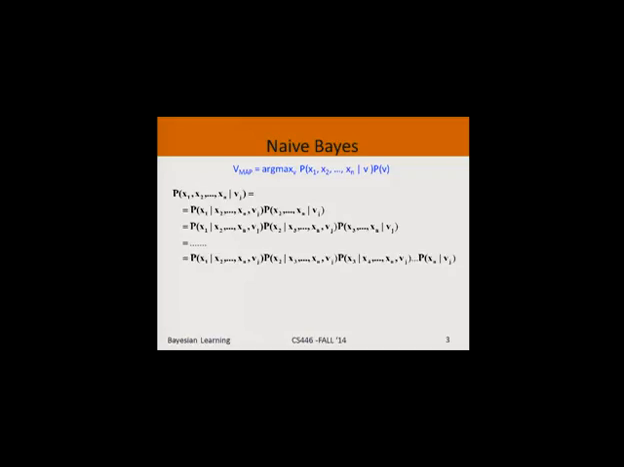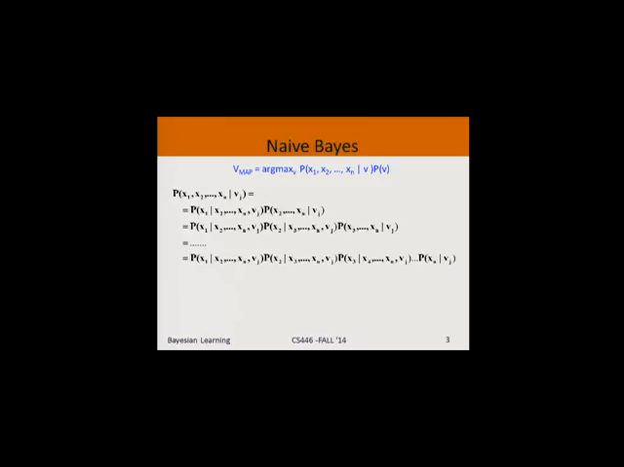This is always true. I didn't make any assumption here. I'm copying this, and I'm rewriting this again. I can write this as P of x2 given the rest, times P of the rest given Vj. Again, no assumption, right? This is always true, and I can keep on going until I have P of x1 given the rest, times P of x2 given the rest, and so on, times P of xn given Vj. And again, there is no assumption here.